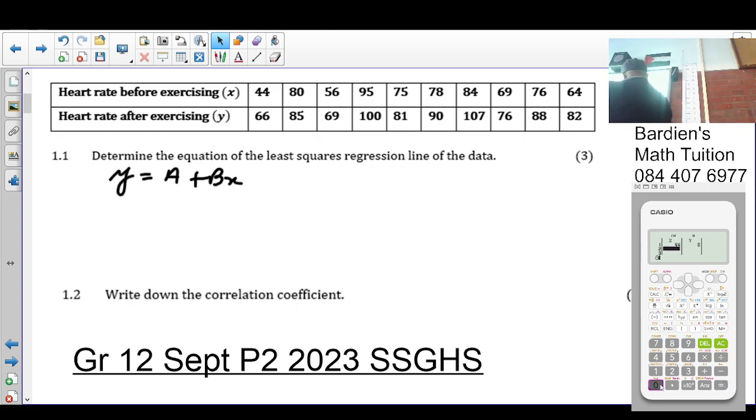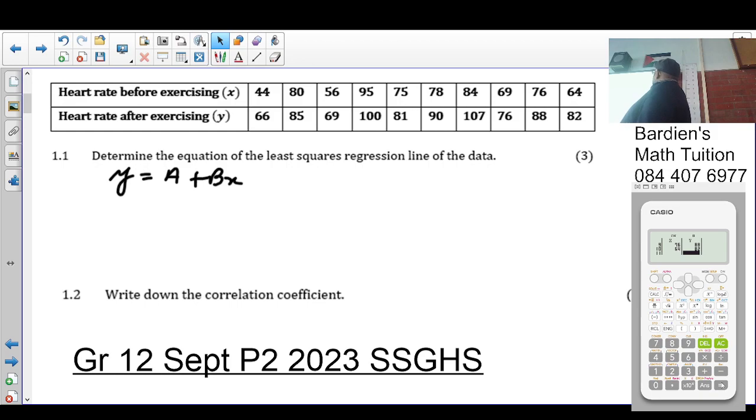44, 80, 56, 95, 75, 78, 84, 61, 96, 76, 64. Okay, now that's it. Moving over to the y column: 66, 85, 69, 100, 81, 90, 107, 76, 88, 82. You all agree that the heart rate will be higher after exercising.